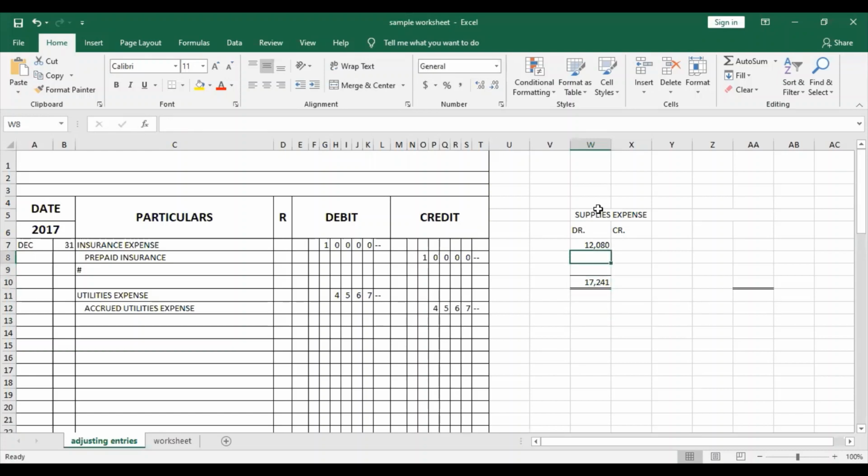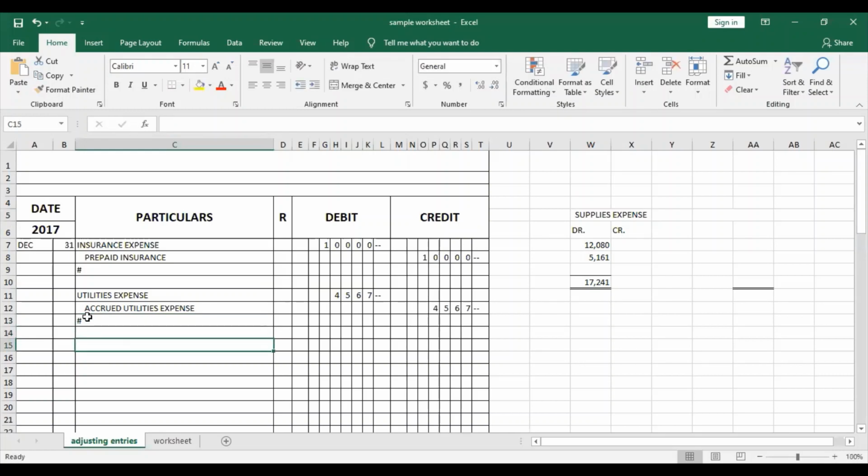So, for it to become 17,241, kailangan mong dagdagan, kasi the one that is recorded as 12,080 is understated. Kulang yan. Kapag understated, kulang, kailangan natin dagdagan. Magkano ang dapat natin idagdag para maging 17,241 siya? We need 5,161.